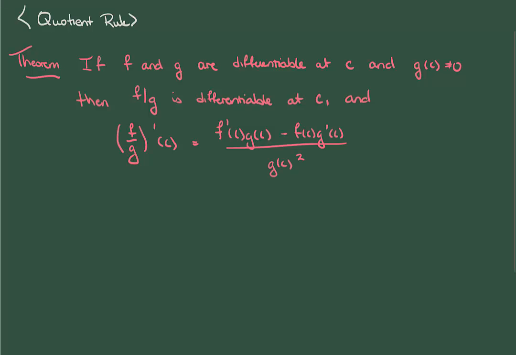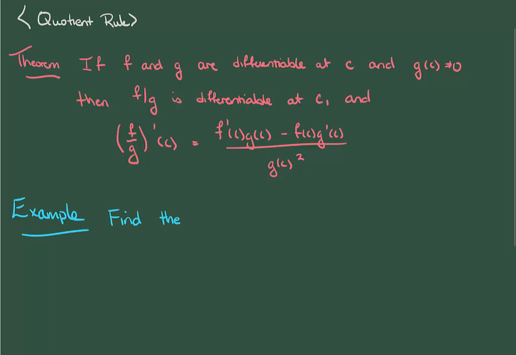There are similarities between this and the product rule, which should make this a little bit easier to remember. Primarily, in the numerator, we have the pairs f prime of c times g of c and f of c times g prime of c, though this time we're subtracting rather than adding them.